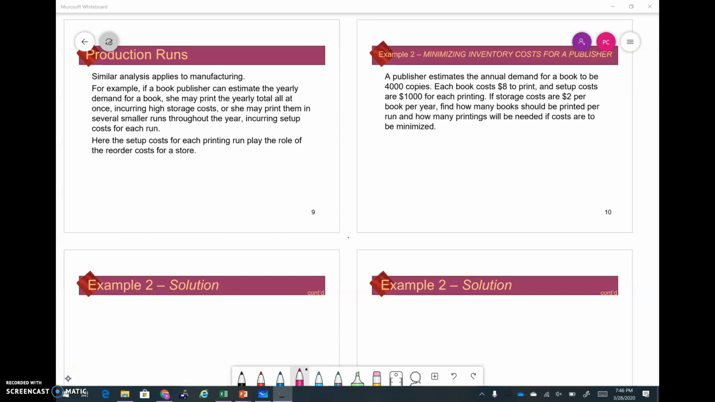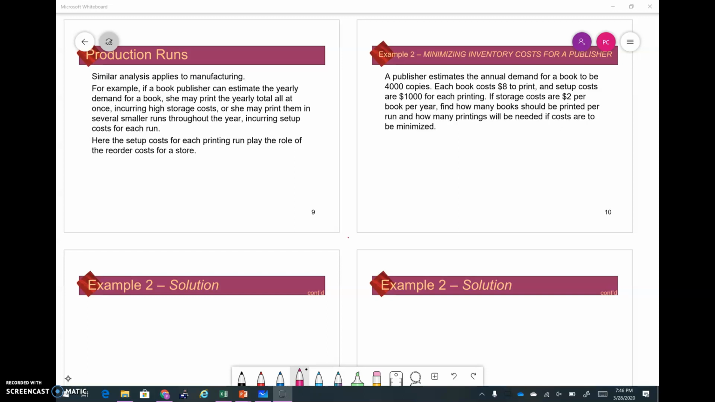All right, so this is section 3.5, part 2. And we're going to start this part of this video with production runs, which is about the same thing as the lot size, but when we're dealing with manufacturing.